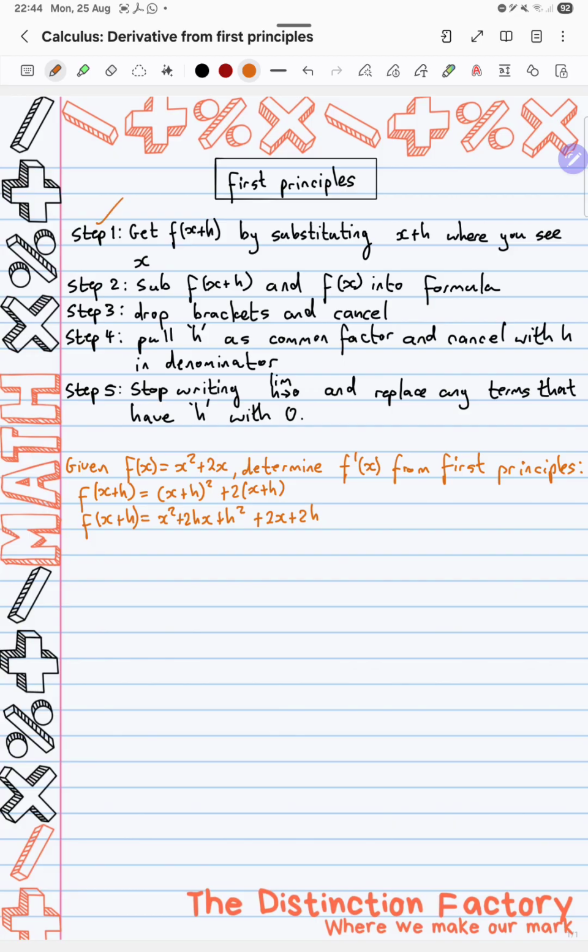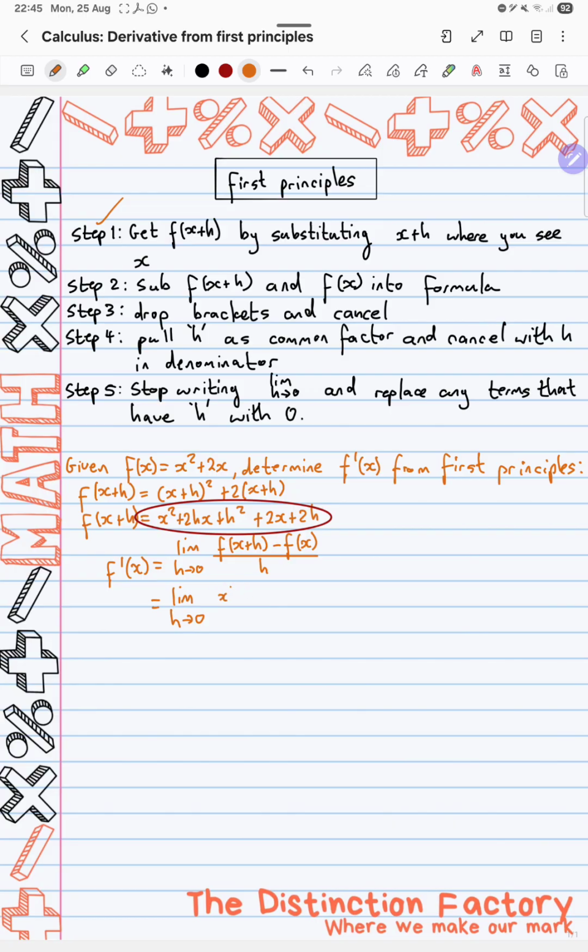Now I'm going on to step 2, which says sub f of x plus h and f of x into our formula. So we're going to list our formula first. The formula is f prime of x is equal to the limit as h tends to 0 of f of x plus h minus f of x all over h. And now, in this formula, we see this part that calls for f of x plus h. I'm going to take this group of terms that we've now got as f of x plus h and substitute it in that place.